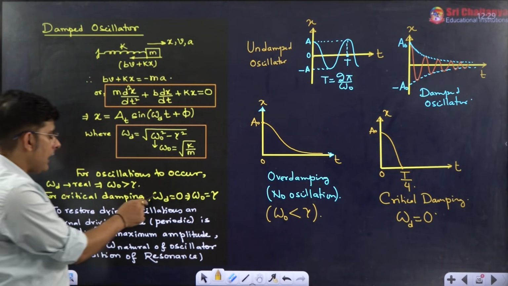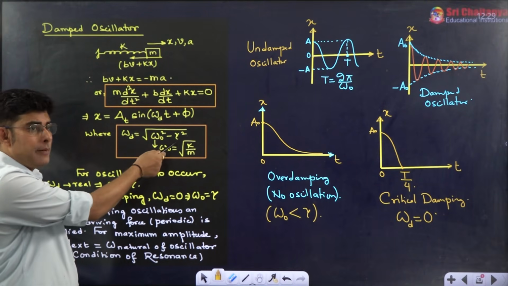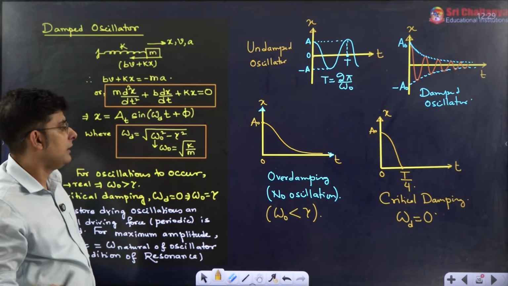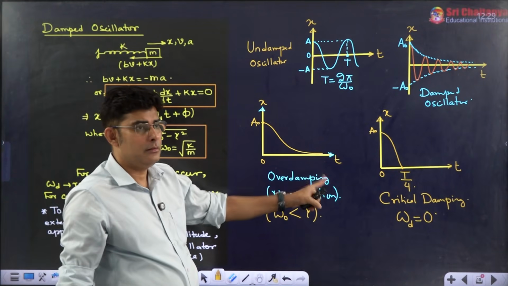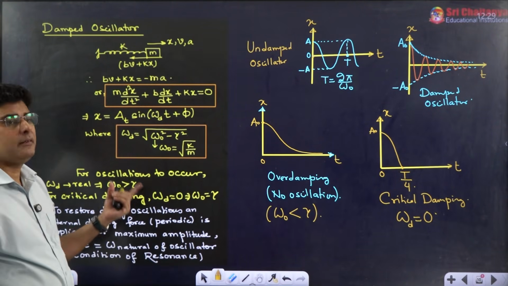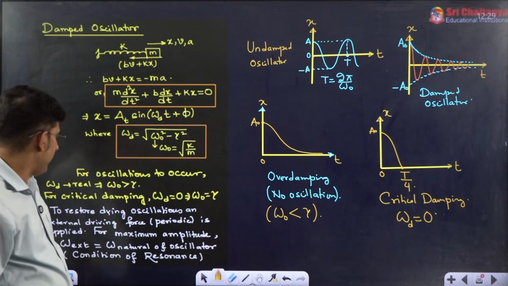If omega naught is less than gamma, then omega_d will become unreal, means it can never oscillate. So that is called over damping. Clear? Over damping, critical damping. Light damping means gamma is very small compared to omega naught.